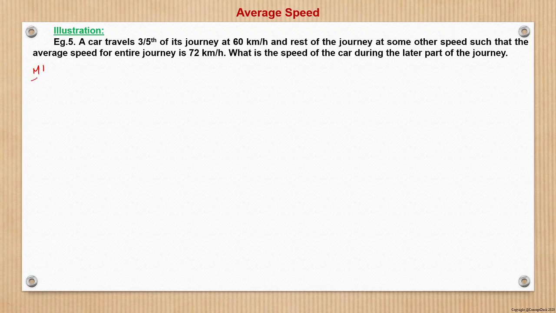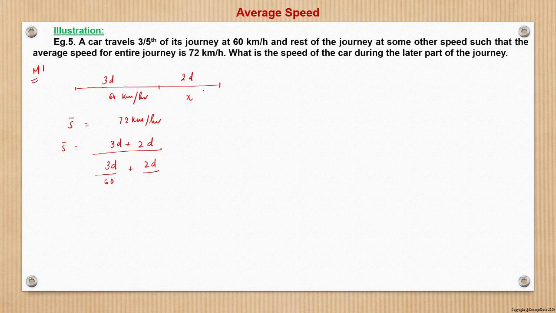Again using method 1 first. In the first part of the journey he covers 3D distance at 60 km per hour. In the second part he covers 2D distance. Speed we do not know. However, we know the average speed S bar is 72 km per hour, right? And S bar will be nothing but 3D plus 2D upon T1 plus T2, where T1 is 3D upon 60 and T2 is 2D upon x.